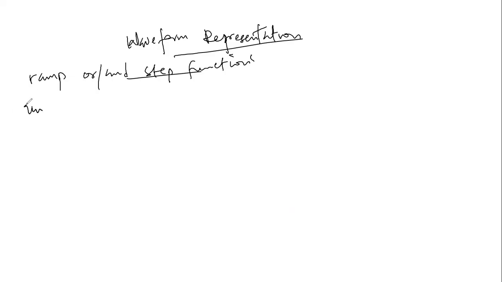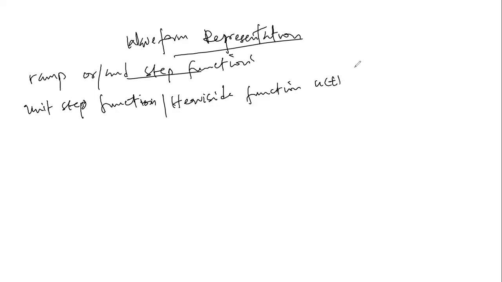So when we say unit step function, or better still, Heaviside function, it is defined as u of t such that the value is 1 for t greater than 0, and it is 0 otherwise. That's for t less than 0.